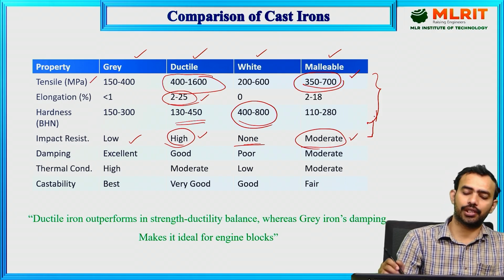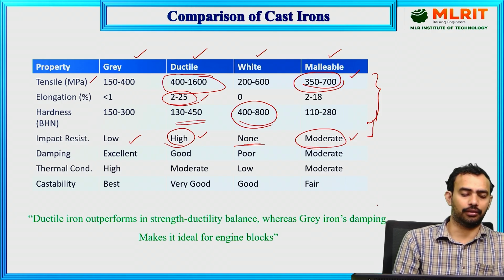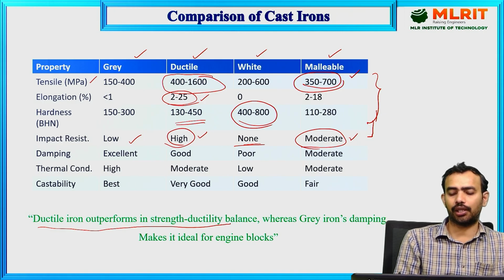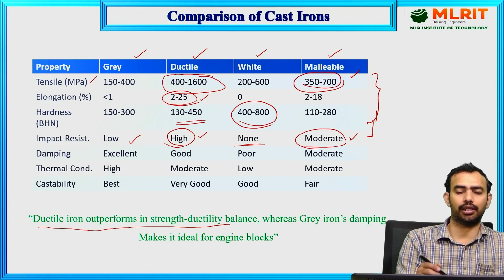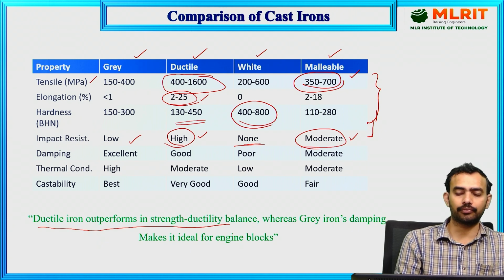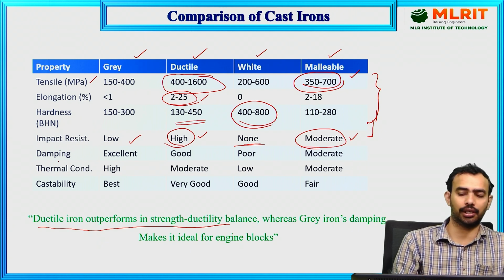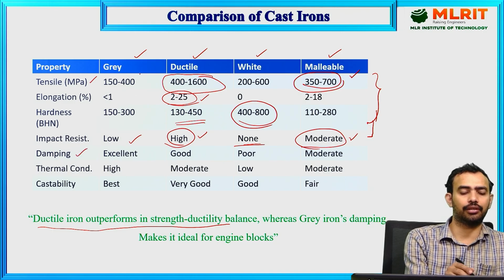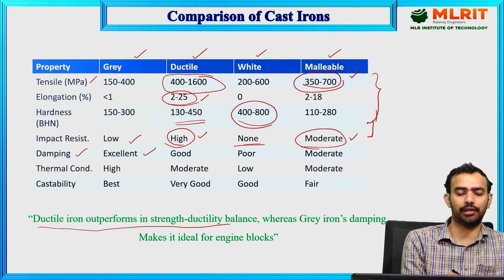If you see the mechanical properties, ductile iron outperforms in the balance of strength and ductility. So you get good ductility as well as good strength. If you look at other properties, physical and thermal properties, in terms of damping characteristics, gray iron offers excellent damping.